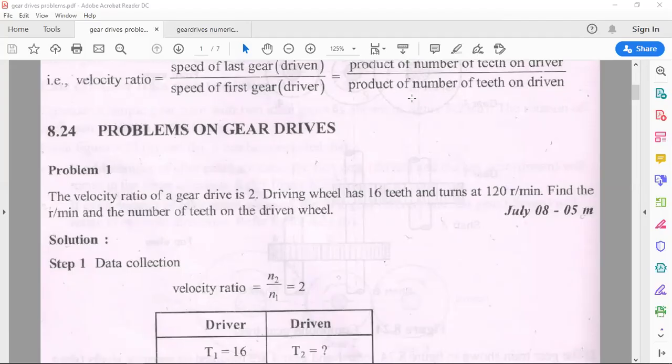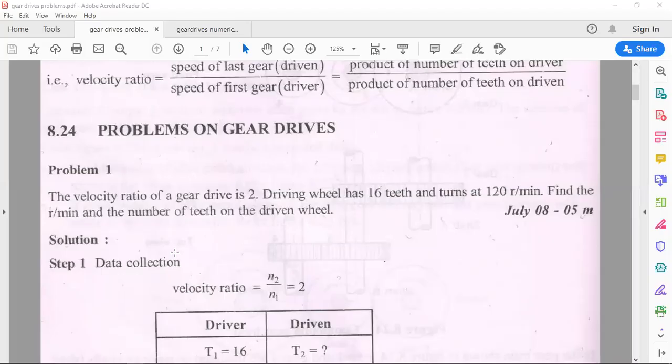So we'll go with the first problem. The velocity ratio of a gear drive is 2. The driving wheel has 16 teeth and turns at 120 revolutions per minute. Find the revolutions per minute and the number of teeth on the driven wheel. First, whatever the data is given, that should be written first.